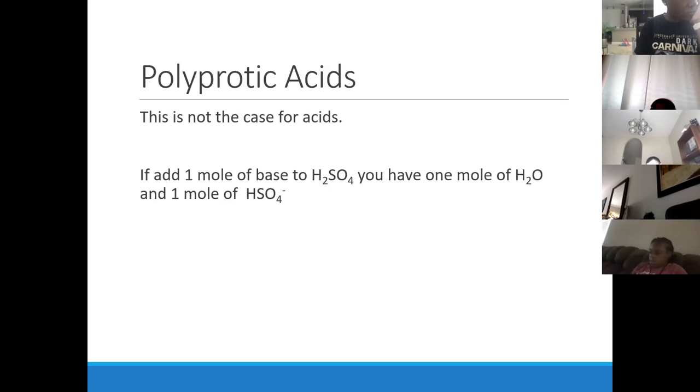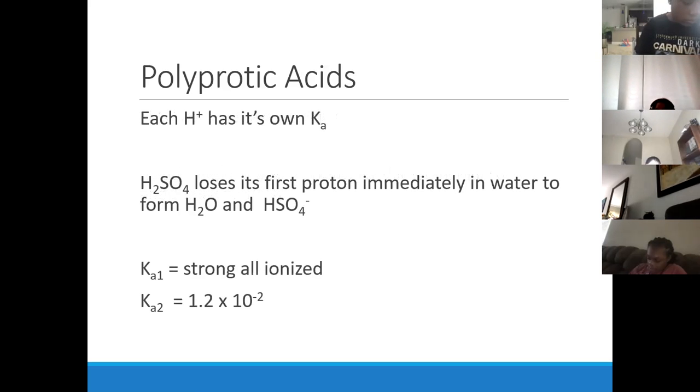When I'm doing an acid, you take the first proton off of all of the polyprotic acids, and you are left with a monoprotic acid. You have to take them all off the polyprotic acids before you can take them off the monoprotic acid. And each H plus has its own Ka.